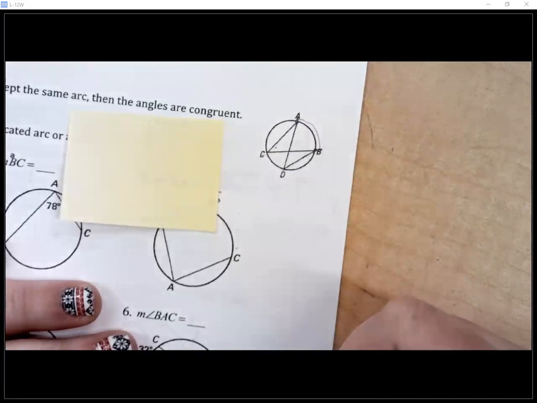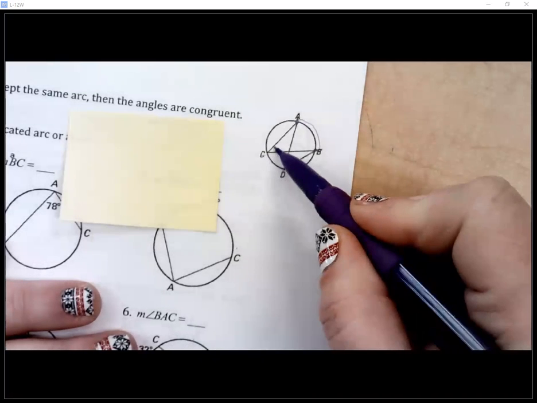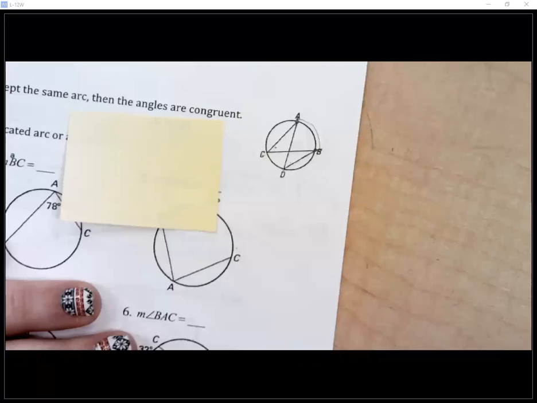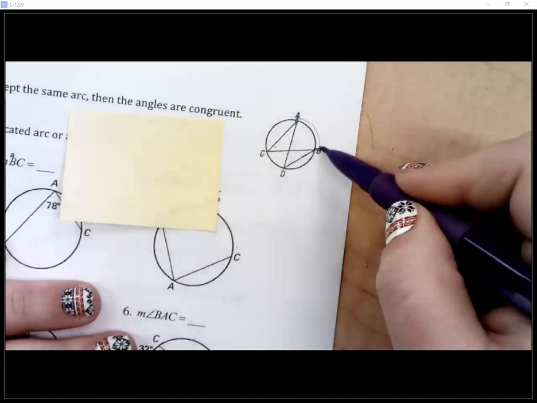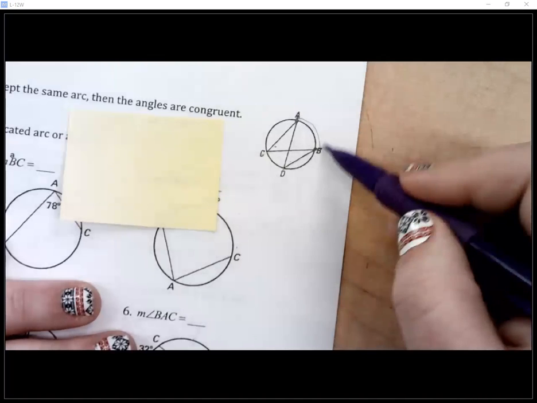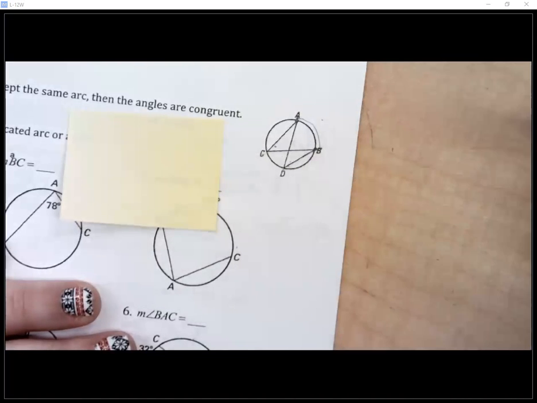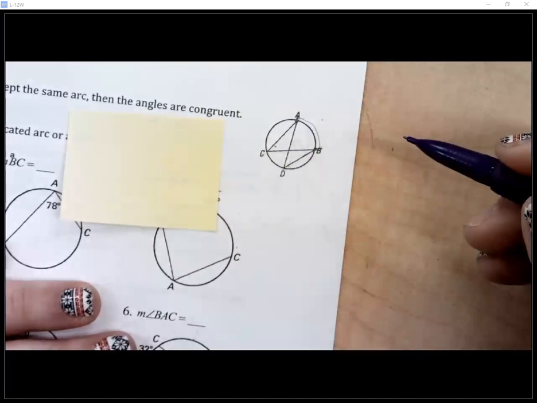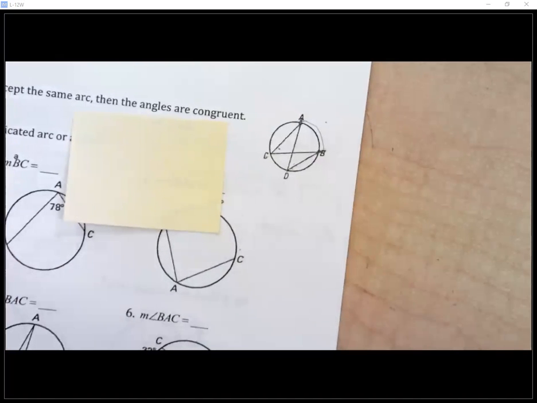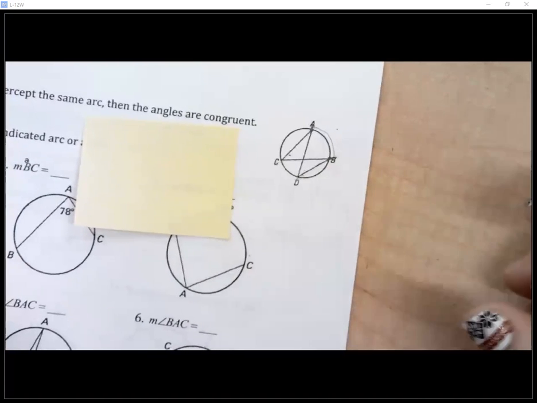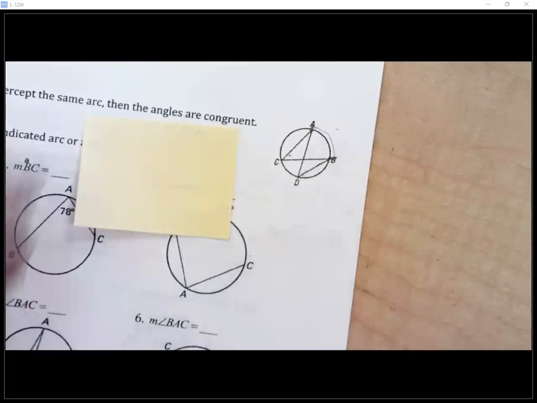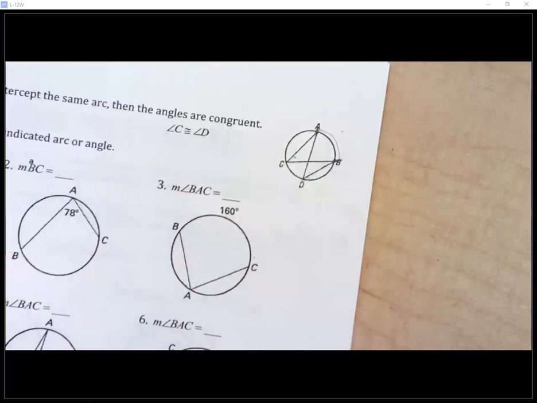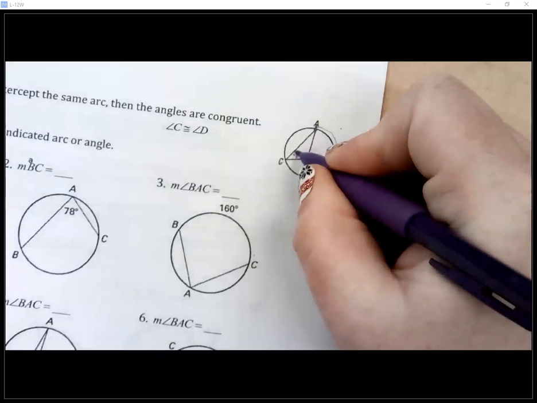So what does that mean about angle C and angle D? What must be true? They have to be equal. They're both half of the same arc. So if I told you arc AB was 80, they'd both be 40, wouldn't they? Right? Doesn't that make sense? So if two inscribed angles share the same intercepted arc, they have to be equal to each other. That's all this theorem is saying. So angle C must be congruent to angle D.